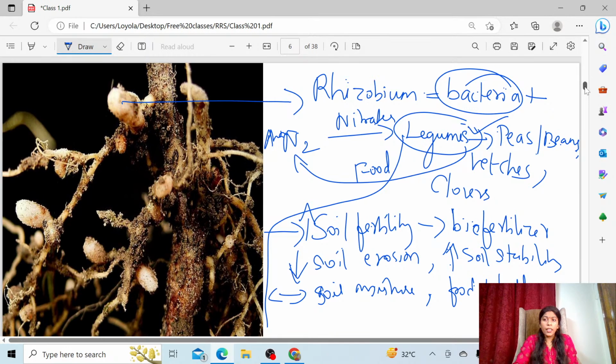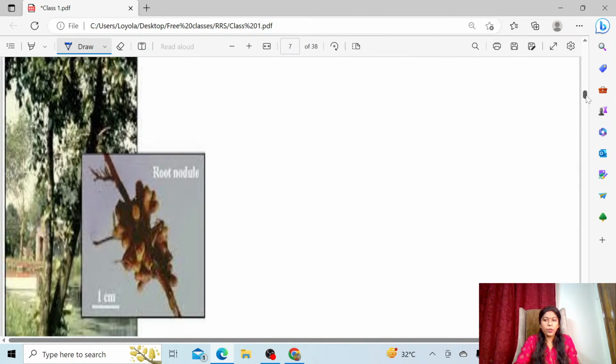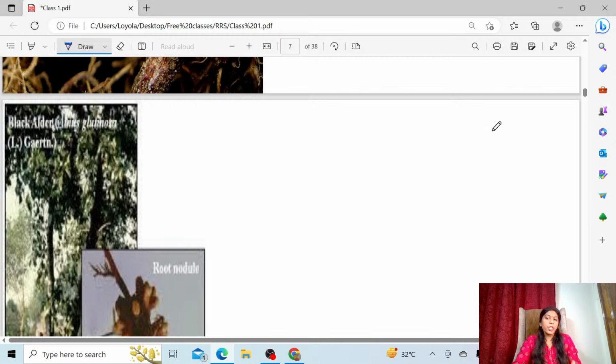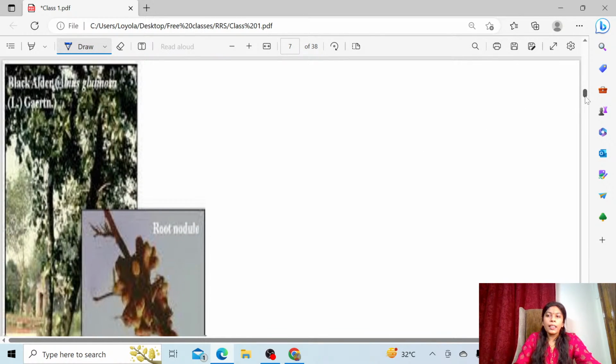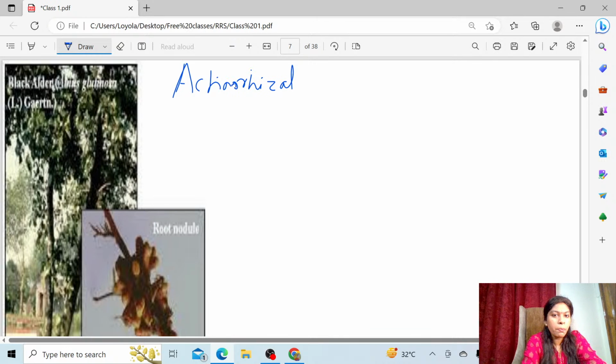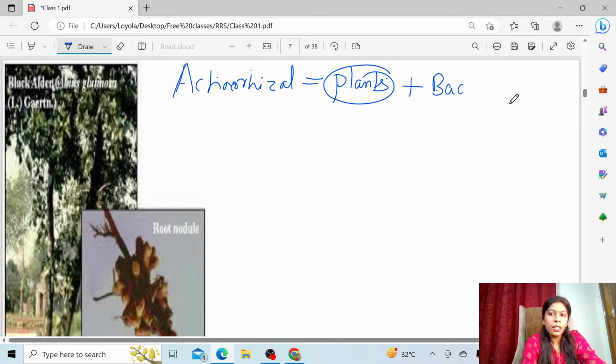Then we'll move to the next association. You can see here, this is the next association. We call this actinorhizal. It's also a symbiotic association, between higher plants and, again, soil bacteria, but here it is Frankia. So be careful. Actinorhizal is again an association between bacteria and plants, but here the bacteria is Frankia, whereas there the bacteria is rhizobium.